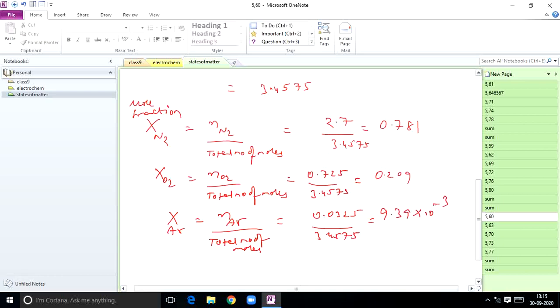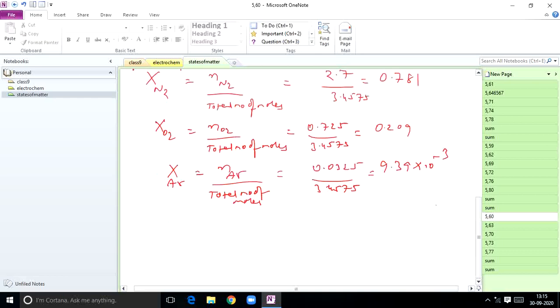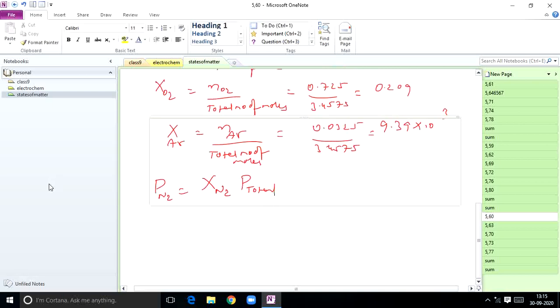So finally, after calculating these mole fractions, what is the formula for partial pressure? Partial pressure of nitrogen is equal to mole fraction of nitrogen into total pressure, P total. Do you remember this formula? Partial pressure of a component is equal to mole fraction of the component into total pressure. So partial pressure of nitrogen is equal to mole fraction of nitrogen, how much, students? 0.781 into total pressure.